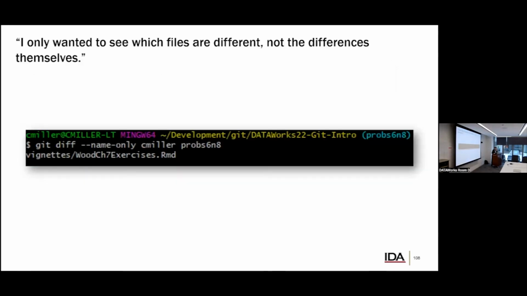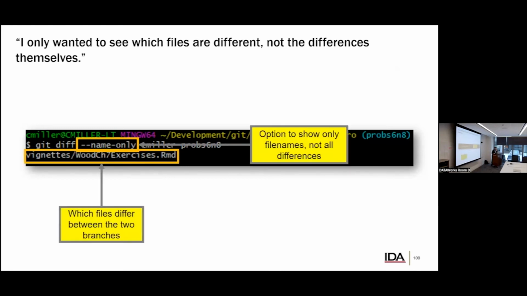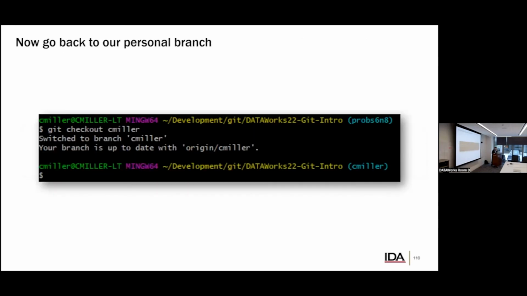And if we wanted to, instead of looking at the changes, we could have just seen what files were changed. In which case we just use the name only option to see the files that changed and not what the changes are. Anyway, we looked at that branch. It was all very lovely.